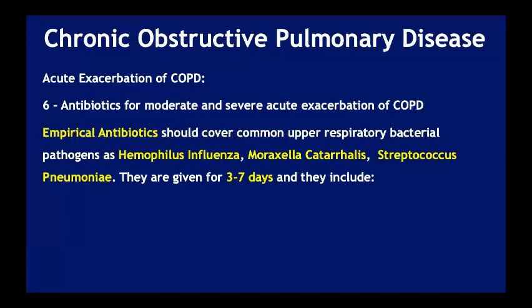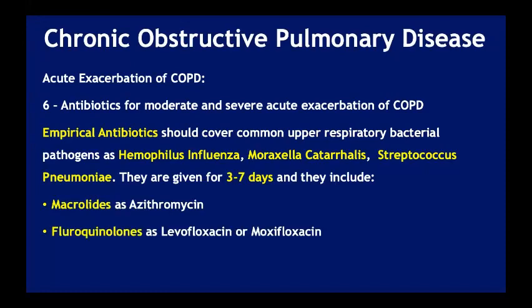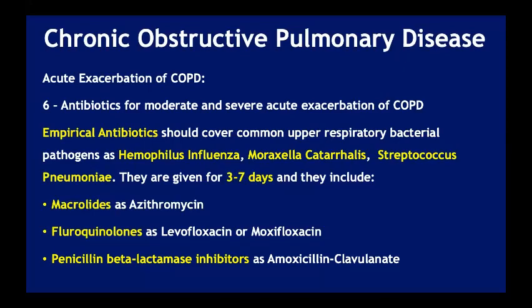Empirical antibiotics should cover the common upper respiratory tract bacterial pathogens as Haemophilus influenzae, Moraxella catarrhalis, Streptococcus pneumoniae. They're given for 3 to 7 days, and they include macrolides as azithromycin, fluoroquinolones as levofloxacin or moxifloxacin, penicillin beta-lactamase inhibitors as amoxicillin clavulanate.